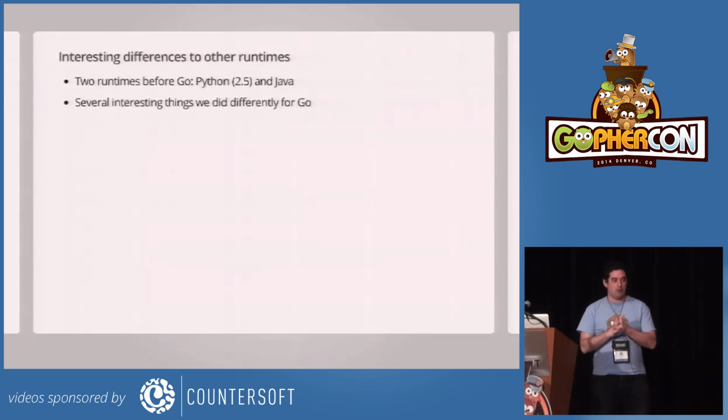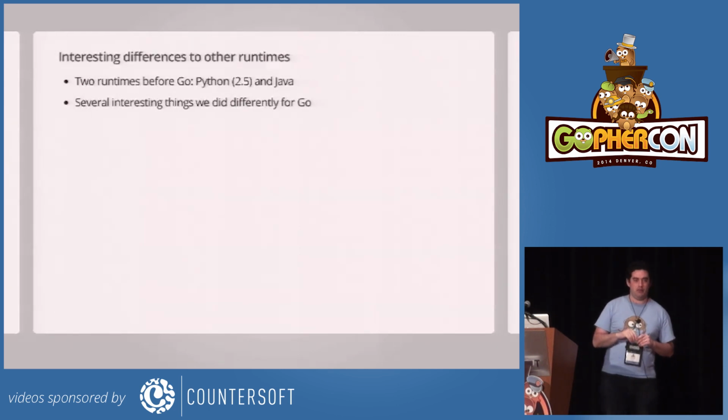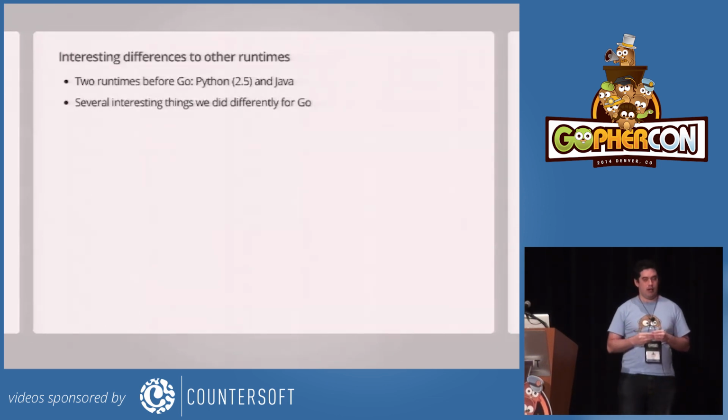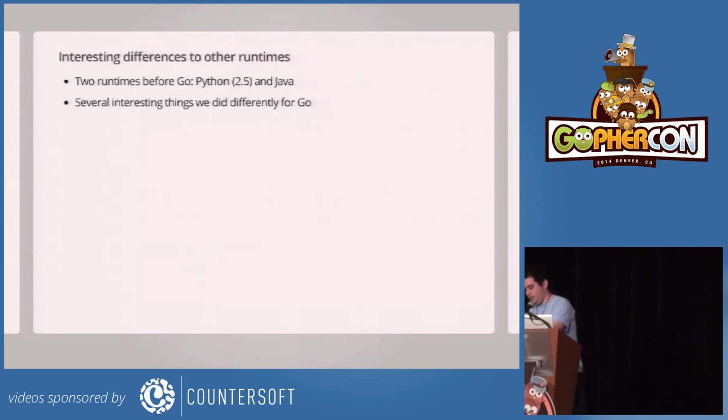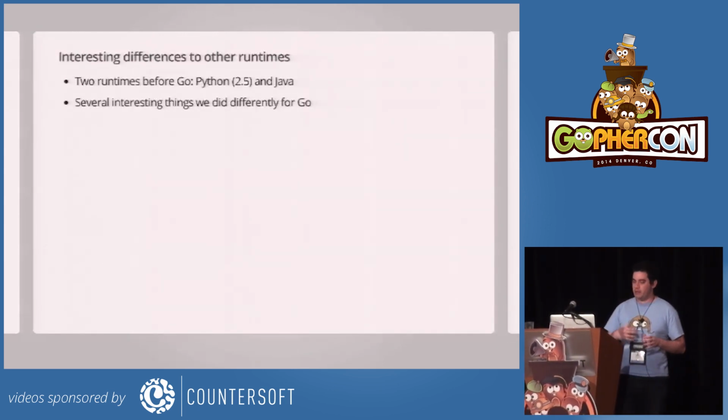So before Go came along, there were two other runtimes on App Engine that all those people that put their hand up at one point know about. Python 2.5 was the first one that was launched in 2008. The Java runtime was launched a year or two later, and then Go came along. And we did several things differently for various reasons in Go, and I want to go through a few of those because they really highlight some of the things that are interesting and different about Go. Some of them we knew in advance, and some of them we discovered as we went through that the existing models didn't fit.